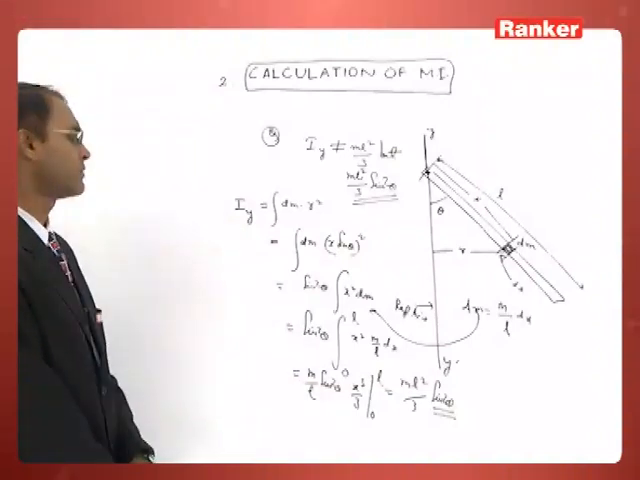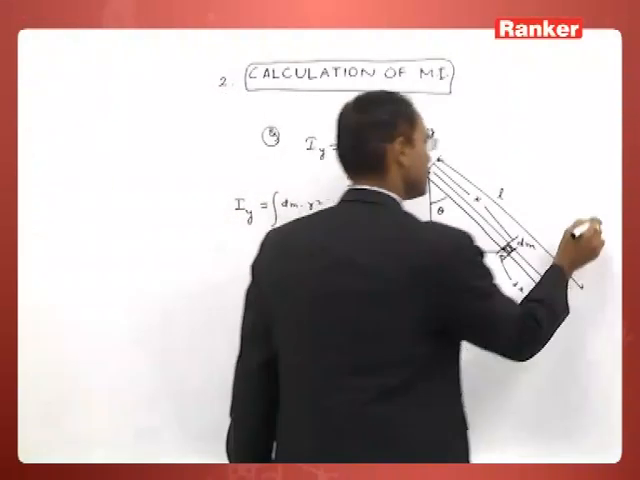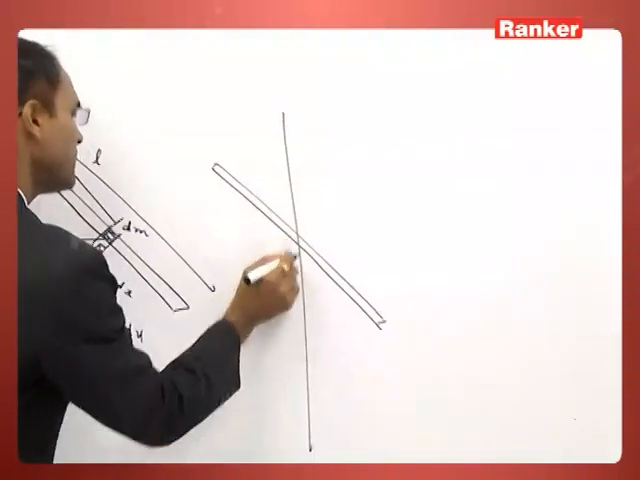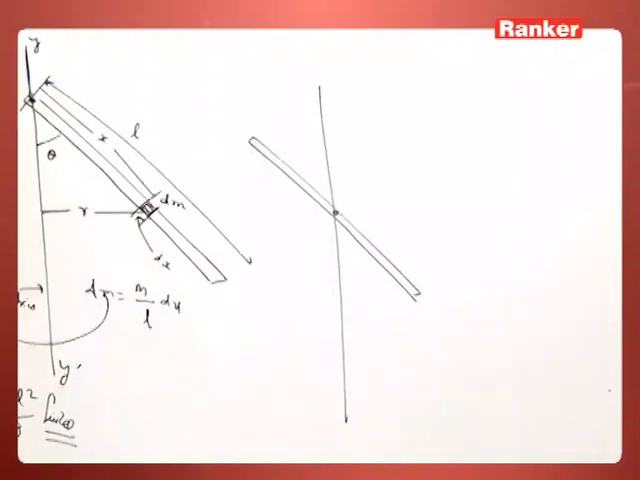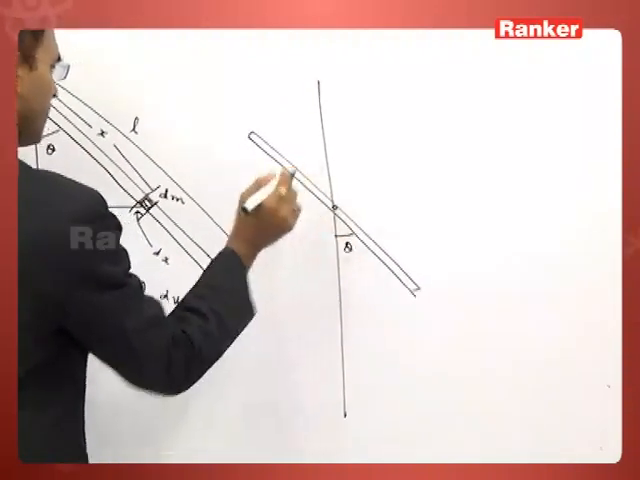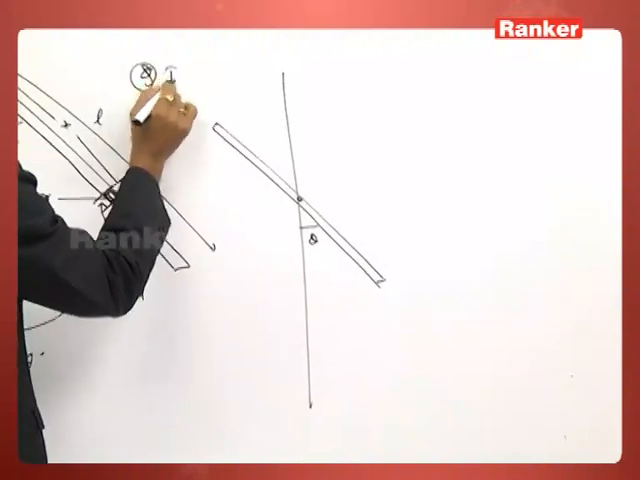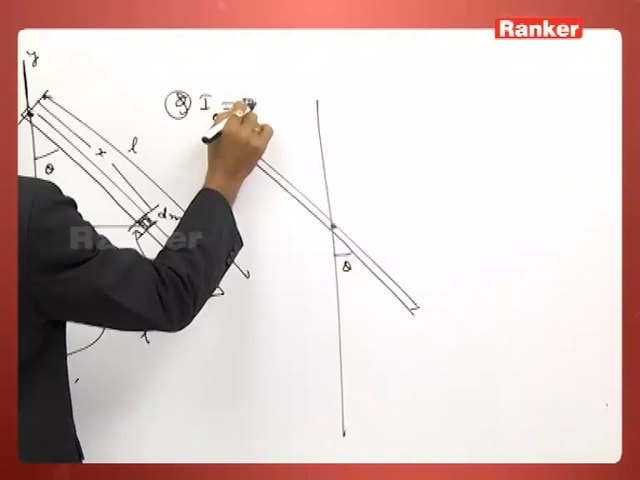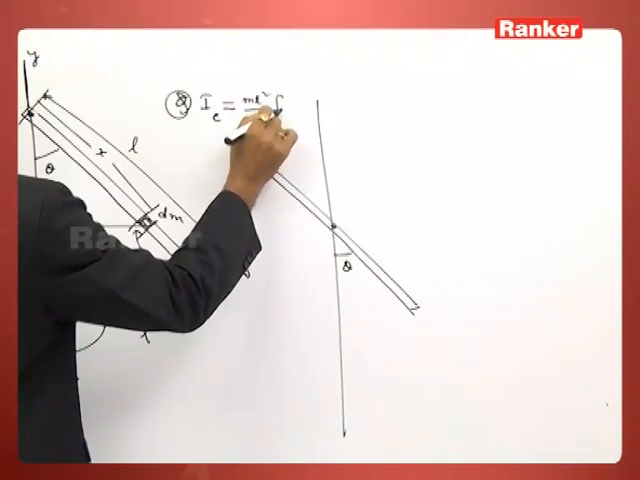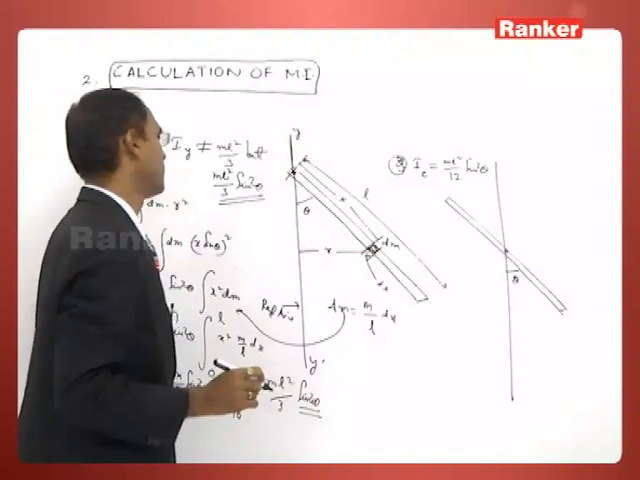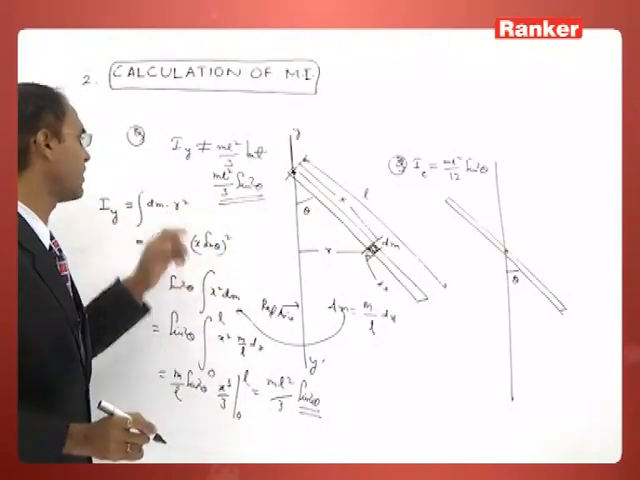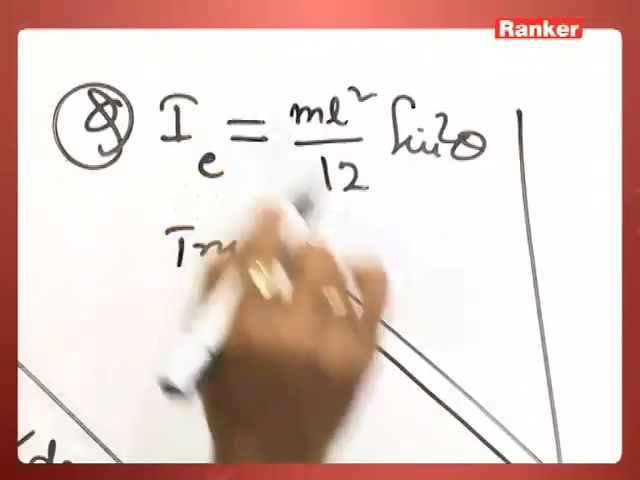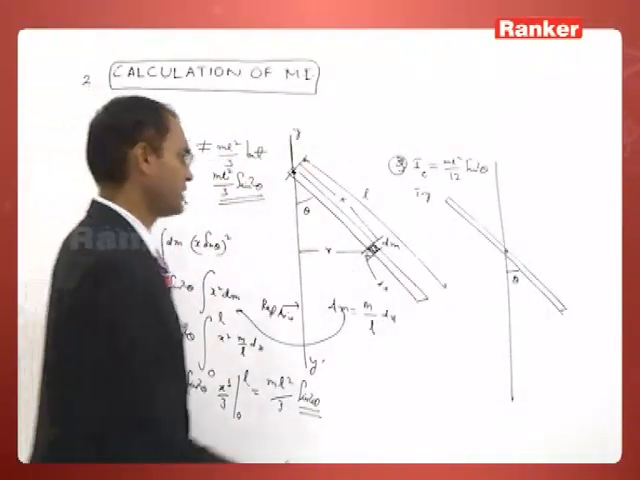That's interesting. You take the axis passing through the center of mass, and this is theta. Here the moment of inertia through the center of mass, you can prove, is equal to ML square by 12 sin square theta, not sin theta, sin square theta. That you can try. And this is the center of mass.